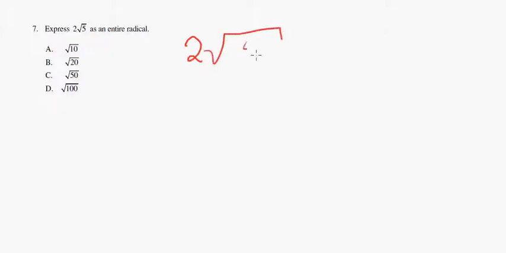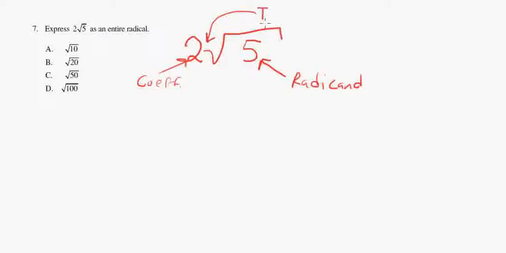So 2 root 5. Now every radical contains a coefficient. This is our coefficient, a radicand, and an index. Now this particular radical doesn't actually contain an index, but if that's the case, we assume that the index is 2.